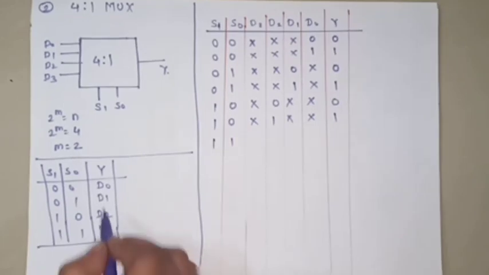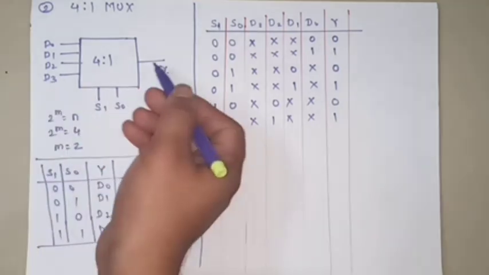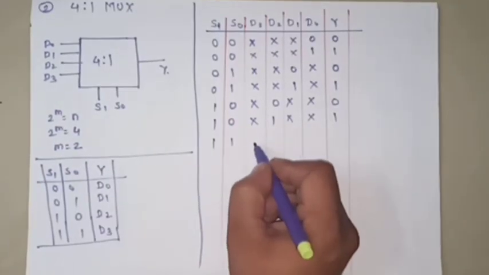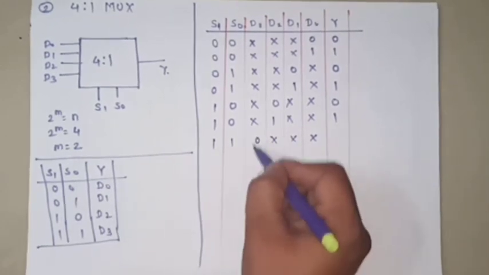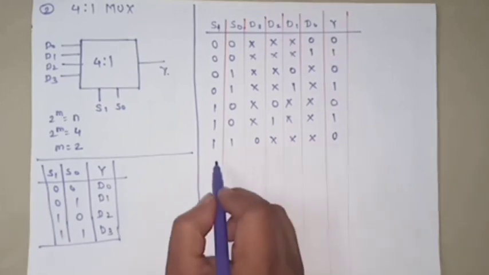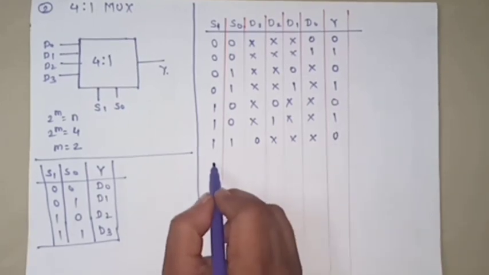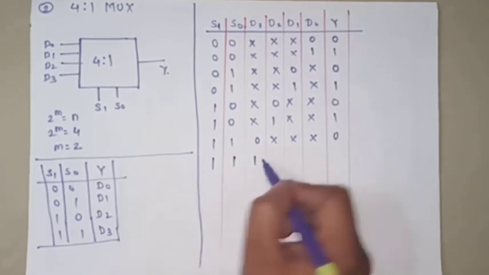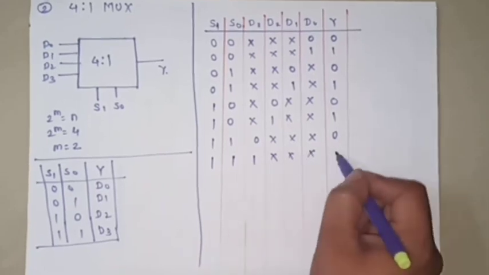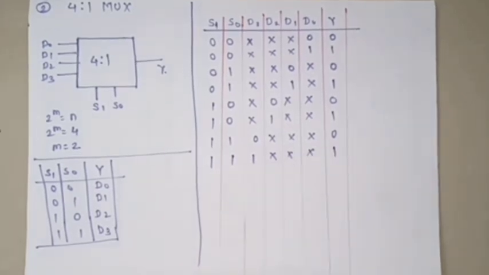And the last possibility, that is 1 1. When 1 1 is there, D3 is connected to Y. As D3 is connected, whatever value we apply to D3 will appear at the output Y. So only D3 will affect, the others will not affect. So the other values are don't care, and here initially we will take D3 as 0, so the output is 0. Next possibility, that is 1 1. Again this is 1, don't care, don't care, don't care, and the output is 1. Okay, so this is the truth table of the 4:1 mux. This is a somewhat simplified truth table.